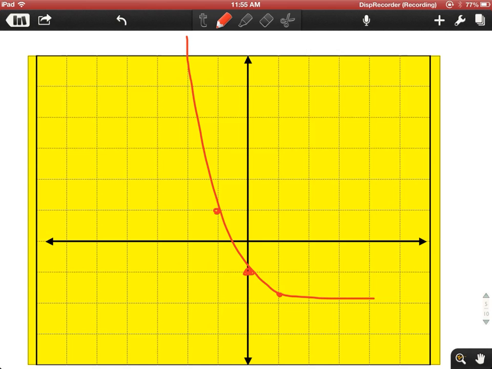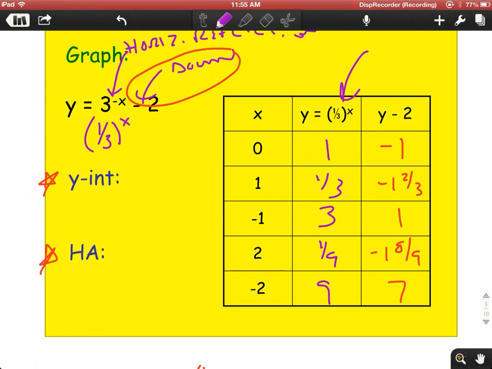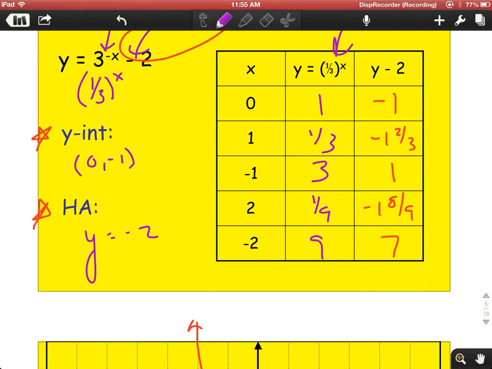So this is looking like this, and hopefully you can see that the horizontal asymptote is in fact pulled down 2 places to y equals -2, and in fact the y-intercept is pulled down 2 places to 0, -1. So hopefully that makes sense based on the parent graph. And hopefully it makes sense on the values that we're getting from our table.